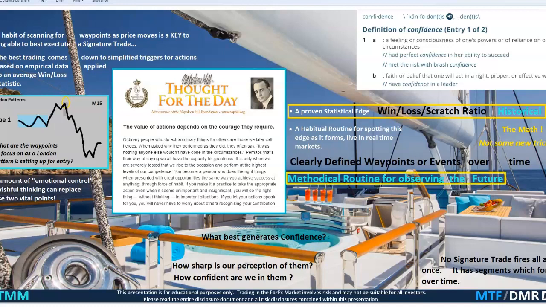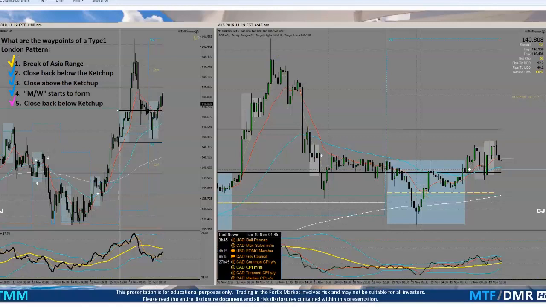Okay? So in order to have a methodical routine of observing the future, you need to have this type of thing super down pat. So if I'm trading a London pattern type 1: break of Asia range, close above the 13 EMA, close below the 13 EMA, close above the 13 EMA, close back below the 13 EMA, enter. Right? Simple as that. Okay, a habitual routine for spotting this edge as it forms live in real time. It's not a trick. Okay, so here they are from last week, right? Break of Asia range, close back below the catch-up, close above the catch-up, MW starts to form, close back below the catch-up. So you get what I'm saying? Break, above, below, enter.